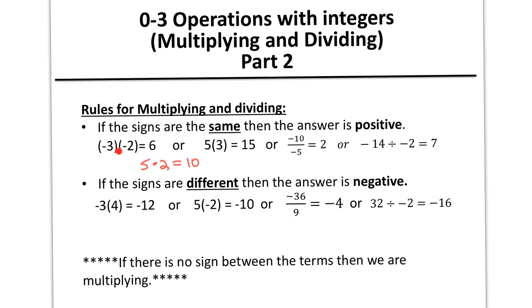So I give you some examples here. A -3 times a -2, nothing in between, so that's why you multiply, is +6. 3 times 2 is 6, positive. +5 times +3, that's +15. When you divide, notice in the fraction, we have a -10 on the top divided by a -5. Notice how many negatives we have in the fraction.